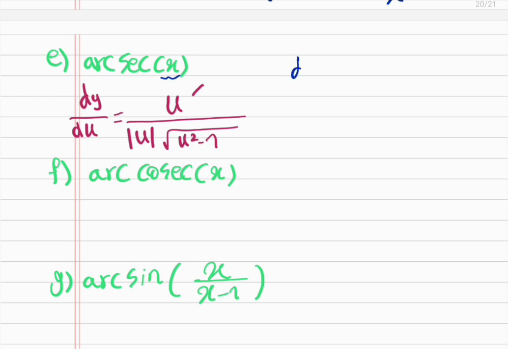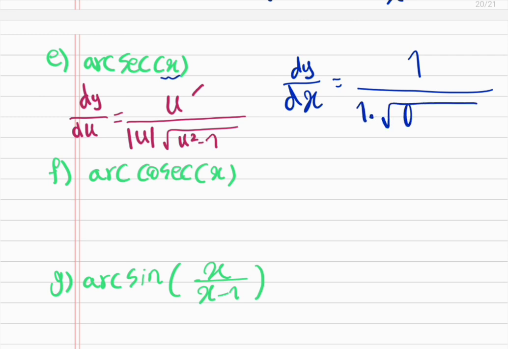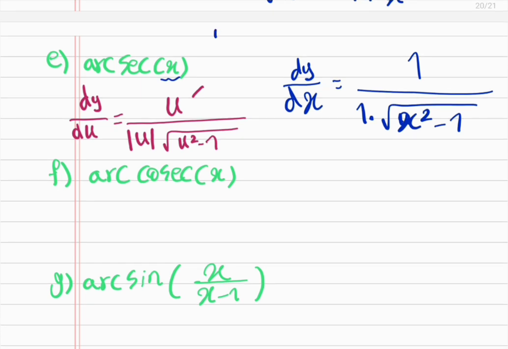That means dy/dx is equal to simply 1 over 1 times the square root of u squared minus 1, which, with u being x, is x squared minus 1. It's always good to write down, for example, that u in this case is x and u dash is 1, so you can keep track of the functions that you have.